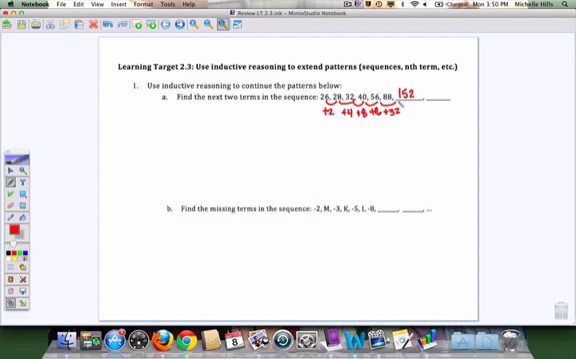And then after I add the 64, I'm going to add 128. Again, keeping that pattern going each time. 152 plus 128 is 280.